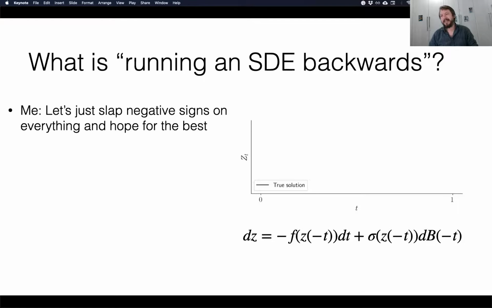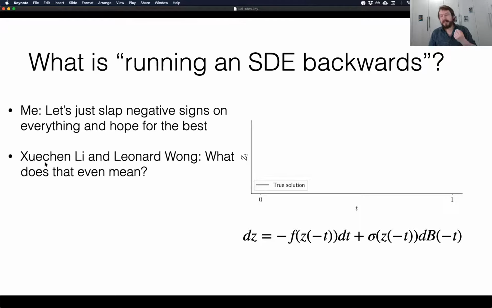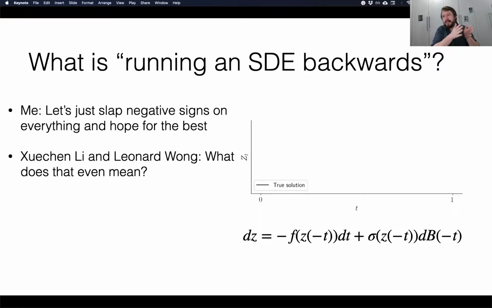And I was like, this has to be right. Like, what else could it be? And this very careful undergrad that I work with, Zhuochen Li, and this probabilist at U of T, Leonard Wang, they were like, what does that even mean? Run an SDE backwards. You have this filtration of infinitely many random variables that are conditioning on each other, and you get forwards, and then you're going to also condition on themselves from the future backwards in time. Like, this is a weird divide by zero kind of thing. What does that even mean?